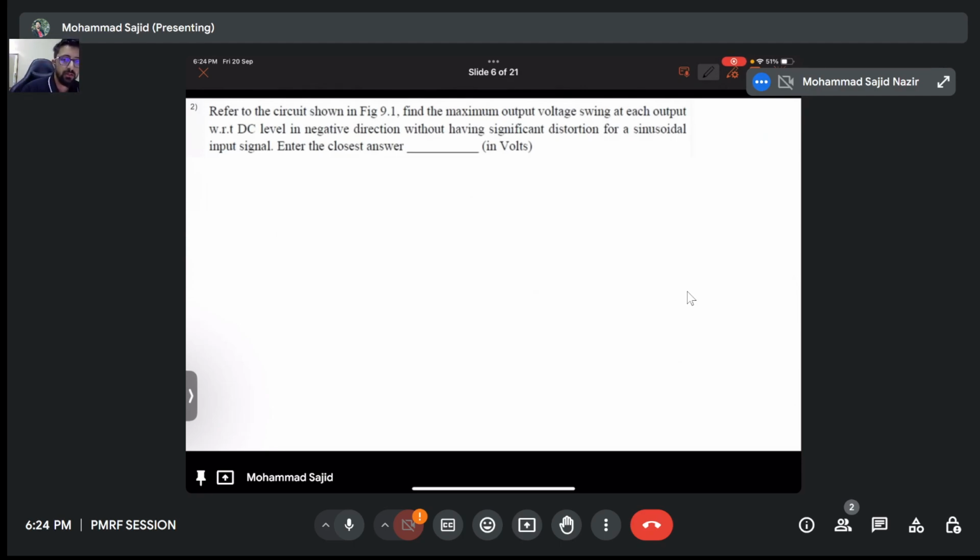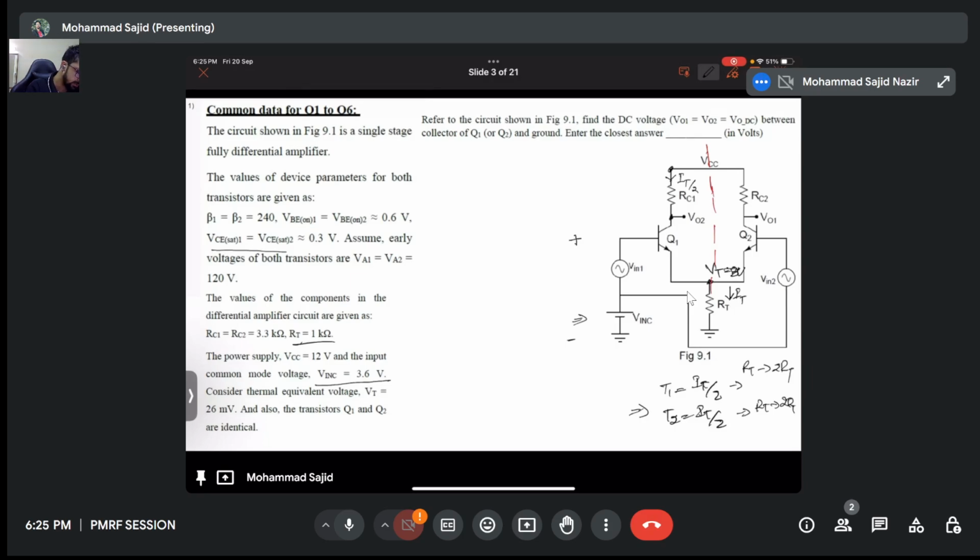Let's move on. Okay, refer to the circuit shown in figure 9.1. Again, the same figure. Find the maximum output voltage swing at each output with respect to the DC level in the negative direction without having significant distortion. So again, we have done the same type of questions. What we need first is DC voltages. First, note down the DC voltages. So what do we have at the output port? We have 7.05 volt, and we have the voltage VT, which is my emitter voltage, and that is given as 3 volt. Okay, and I have VCC of 12 volt. I need this information, and I need information about VCE sat, which is 0.3 volt.